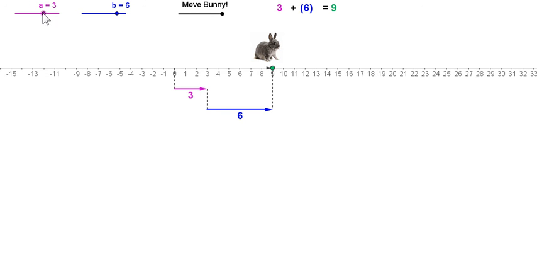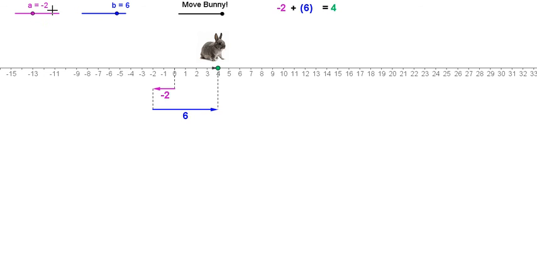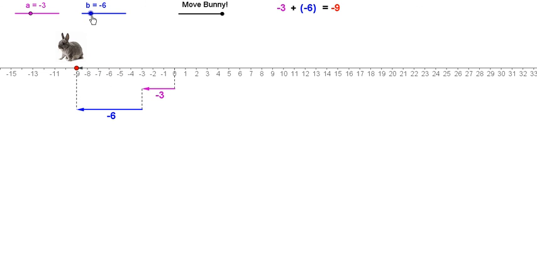But what happens when we have negative 3 and negative 6? Let's take a look and see what that looks like. Well, negative means to move in the negative direction. So let's move 1, 2, 3. And we have negative 6, so we're going to go another 6 places in the negative direction. 1, 2, 3, 4, 5, 6. And we end up at negative 9. Same signs, add and keep, just like we were doing.